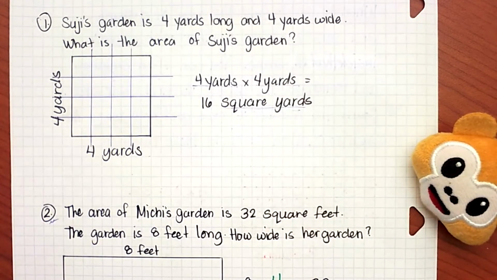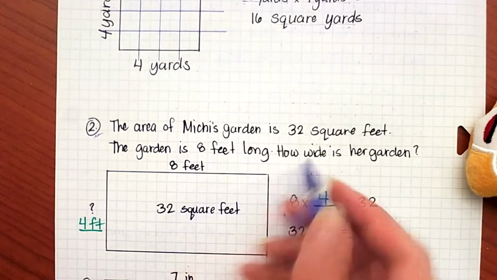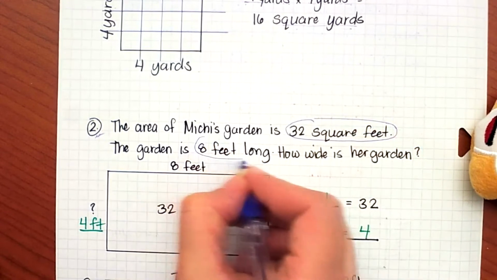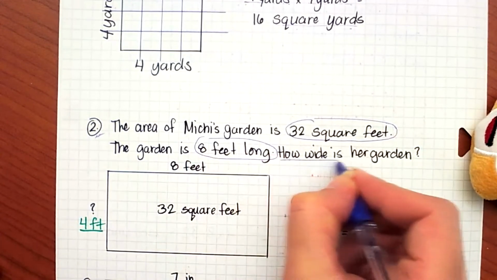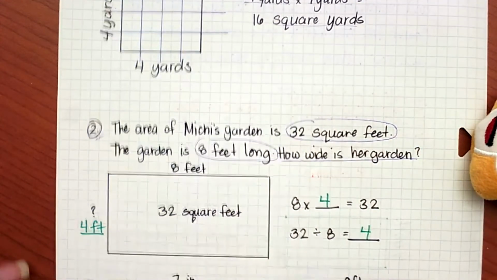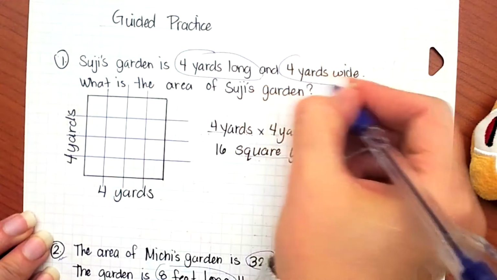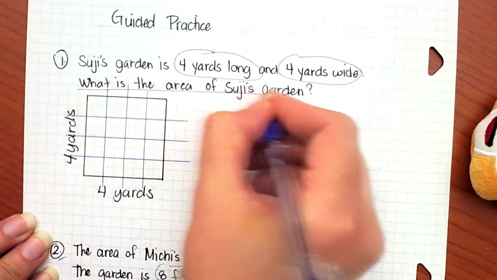The next question says the area of Mishi's garden is 32 square feet. The garden is 8 feet long. How wide is her garden? So if we know the area is 32 square feet, okay, we know it's 8 feet long. How wide is her garden? Now over here, we forgot to annotate this one as long as well. 4 yards long, 4 yards wide. What is the area?